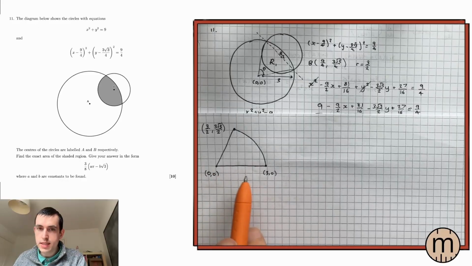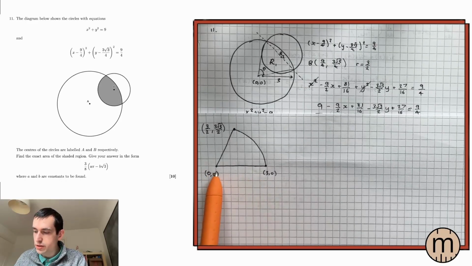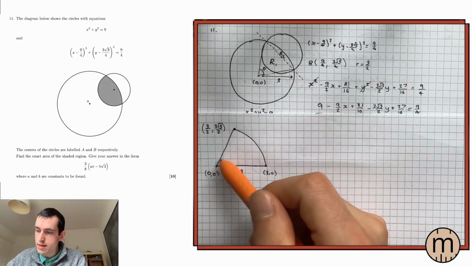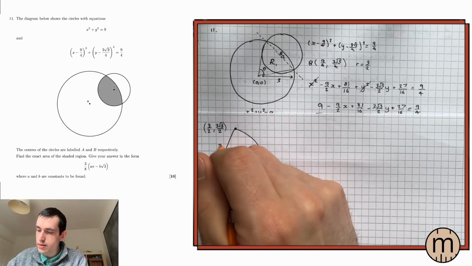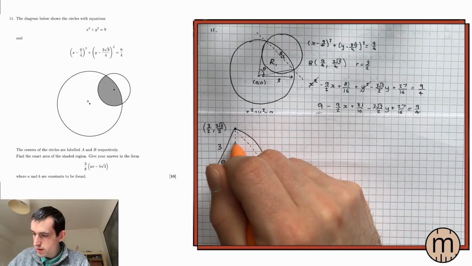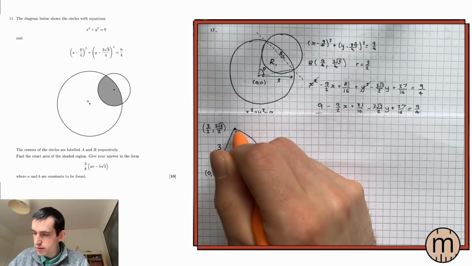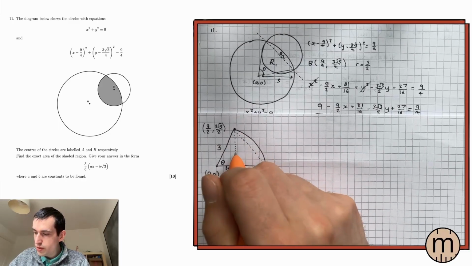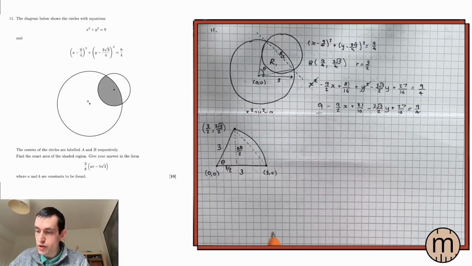Right, I made a quick second sketch which looks a bit more appropriate for this sector, given that these two coordinates lie on the same horizontal line. We know what the size of this line is because it's simply the radius of the circle, which we know to be 3. And because it's a sector, this is also the radius, so that's also 3. Which means if we think about this little triangle in here, we know that the length is 3 over 2, and we know that the height is 3 root 3 over 2.